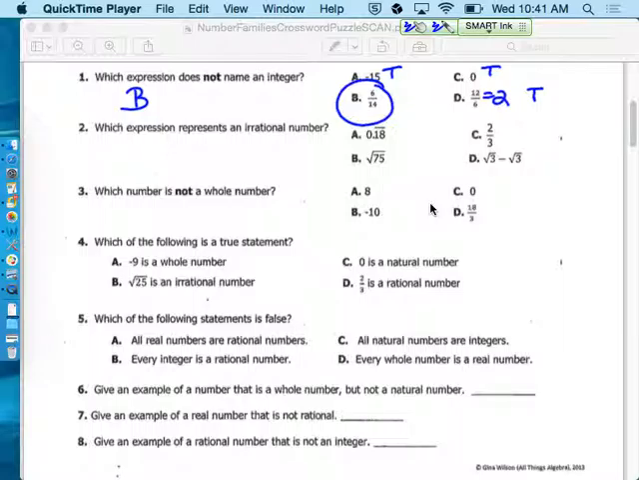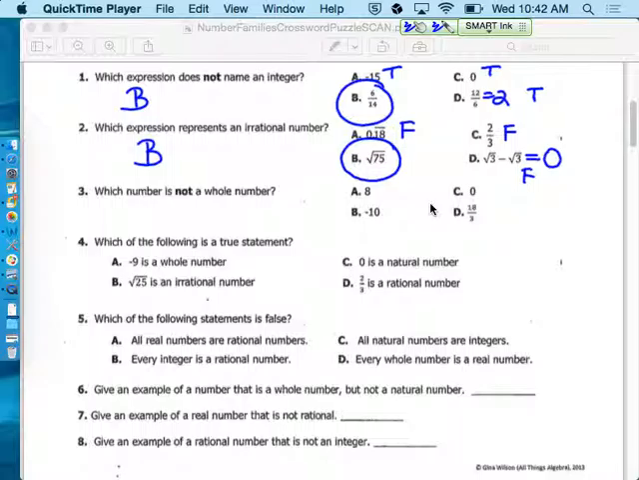Number 2, which expression represents an irrational number? Well, the bar above 18 tells me that it repeats, so that is not irrational. 2 over 3, I can write that as a fraction, so that is not irrational. I would consider that a false statement if I'm looking for an irrational number. The square root of 3 minus itself is actually 0, so that's not irrational. That leaves me with the square root of 75, so my answer here is B.